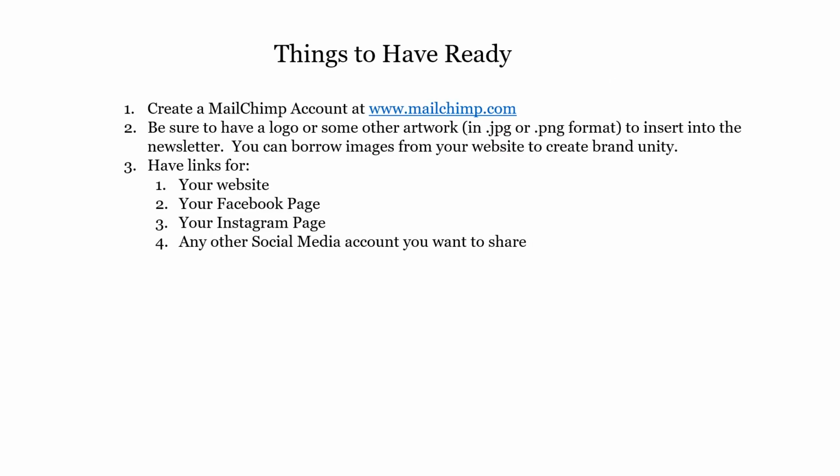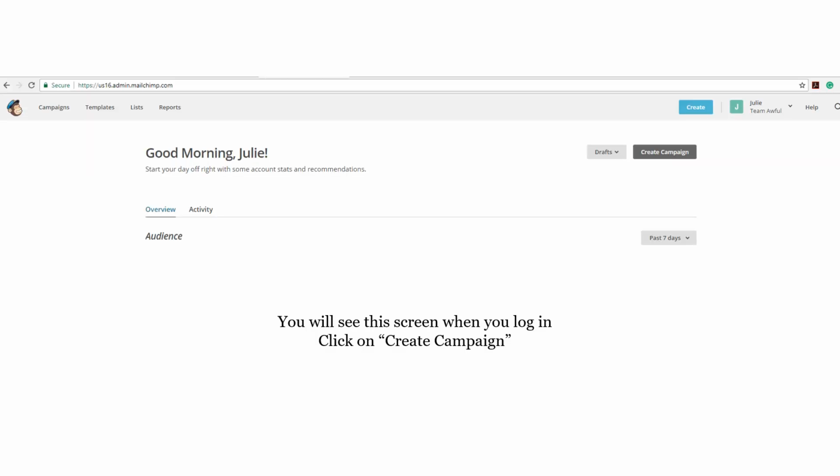Some things you might want to have ready: go ahead and create an account on Mailchimp.com, and also see if you have the artwork from your website so that you can bring that over into your newsletter and make your brand very consistent. You might also want to have links for your website, your Facebook page, and any social media pages that you have. You can get them later, but it's always nice to collect those at one time. All right, so let's get started. We're going to have lots of fun, and you will find out that this is creative time and it's not as frustrating as it seems.